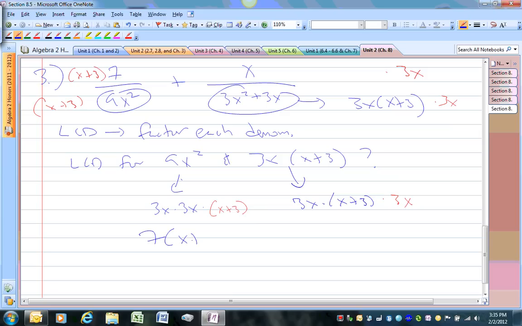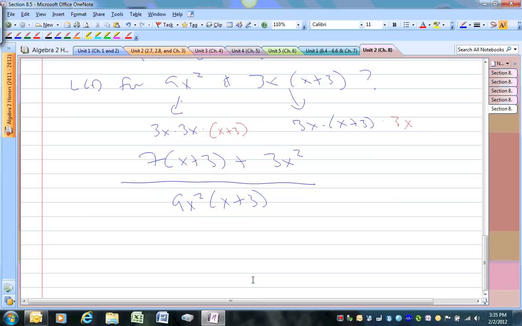7 times x plus 3 plus 3x squared over, and we can write this as 9x squared times x plus 3. Clean it up. 3x squared plus 7x plus 21, if you distribute the 7 into x plus 3. And down below we have this.